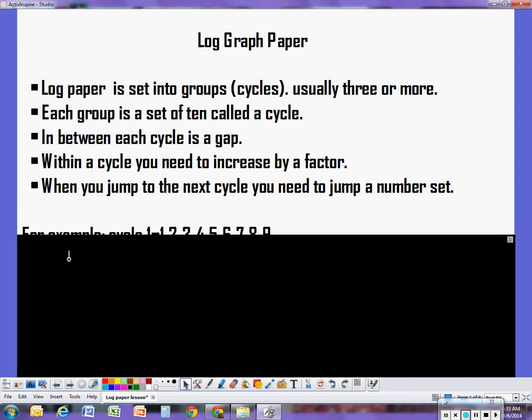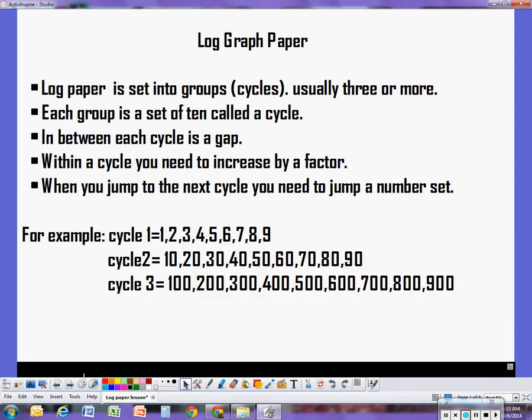Okay, so what do I mean by the number set? For example, in the first cycle you could go 1 through 9, so you go by ones. Second cycle you go by tens, and third cycle you go by hundreds. And I'm going to show you what that looks like on the next slide as soon as everyone's done writing.